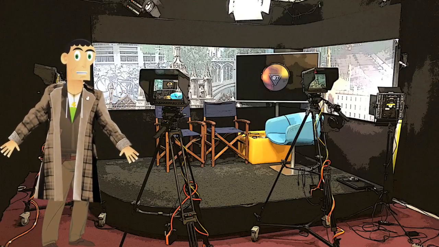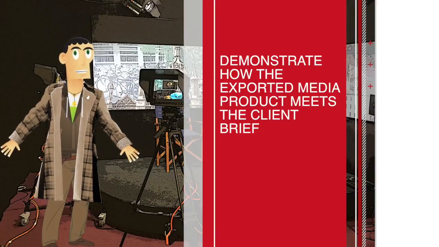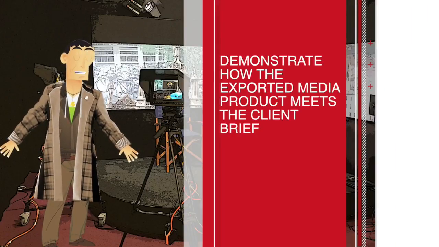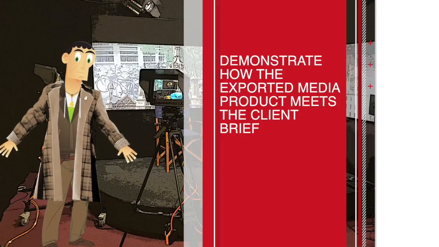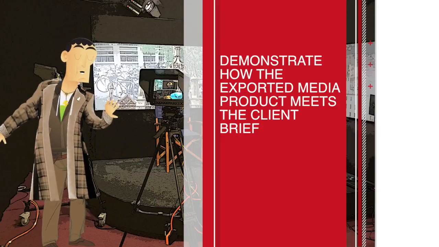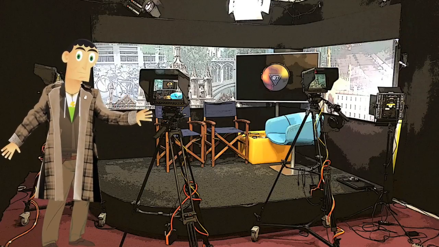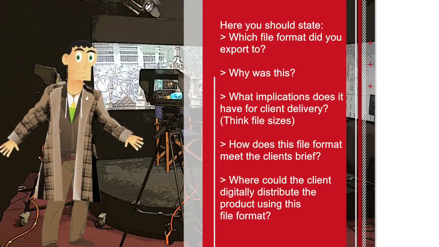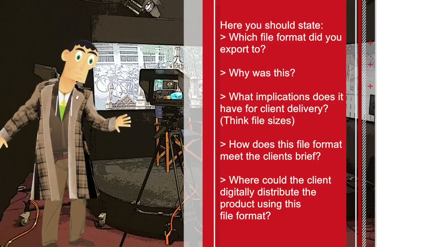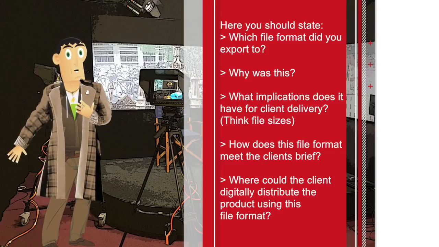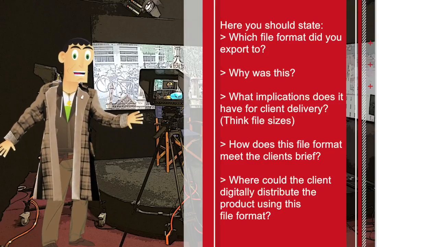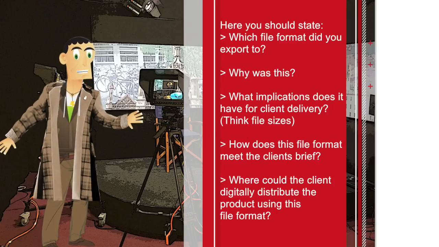Then for merit criteria, your title is demonstrate how the exported media product meets the client's brief. So this is quite simple actually. You're just talking about the file format that you exported to and why. So you should state which file format you exported to and why. What implications does it have for delivery to the client? Well, sometimes a lot, sometimes not so many, especially with big file sizes. How does this file format meet the client's brief, and where would the client digitally distribute the product using this format?